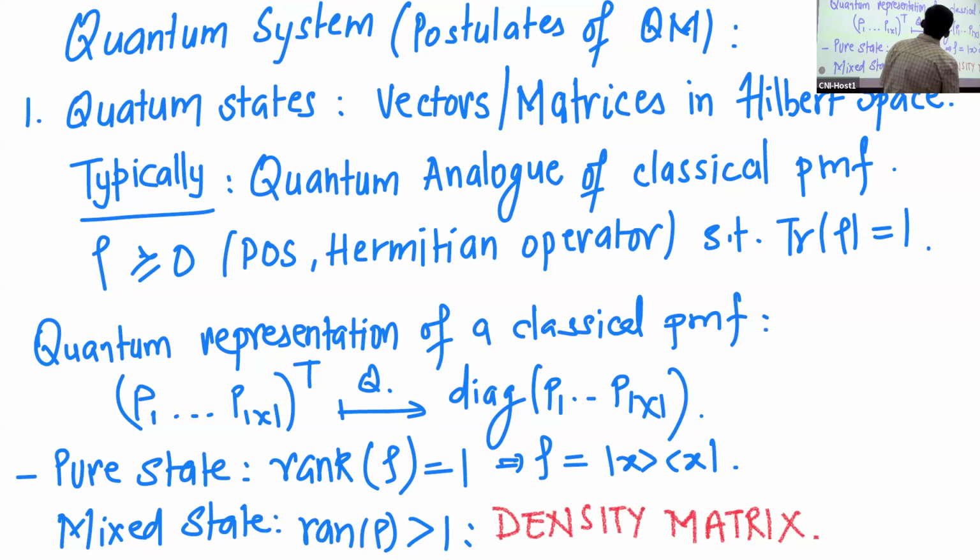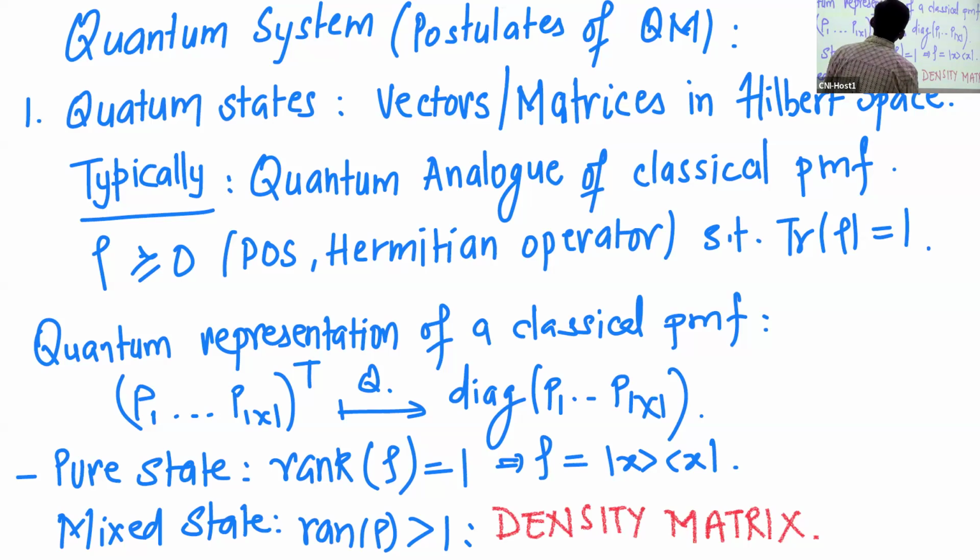Like I said earlier, quantum states are nothing but either vectors or matrices in a Hilbert space once we fix a particular basis in order to represent the matrices. A quantum state is nothing but the analog of a classical probability mass function. Since we are only considering finite dimensional quantum systems for now, the rest of the talk will only work with finite dimensional quantum systems. So these quantum states are the quantum analog of a classical probability mass function. We will not go to the density functions.